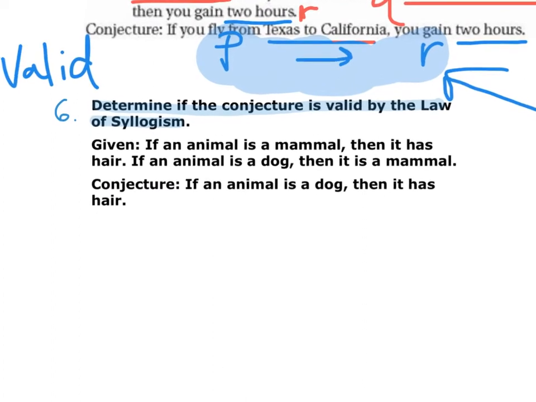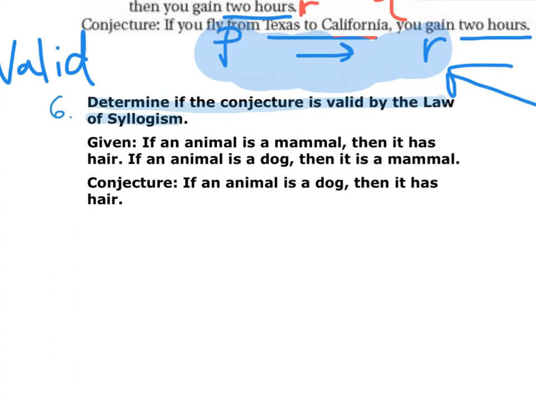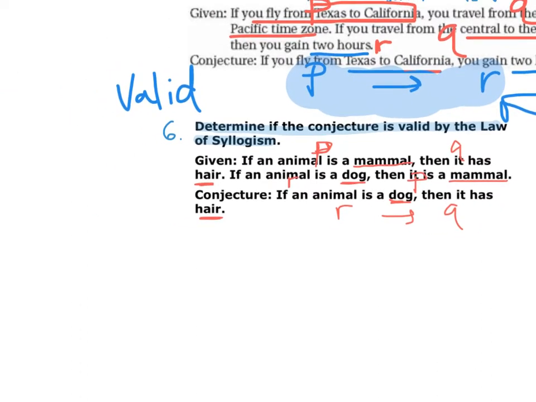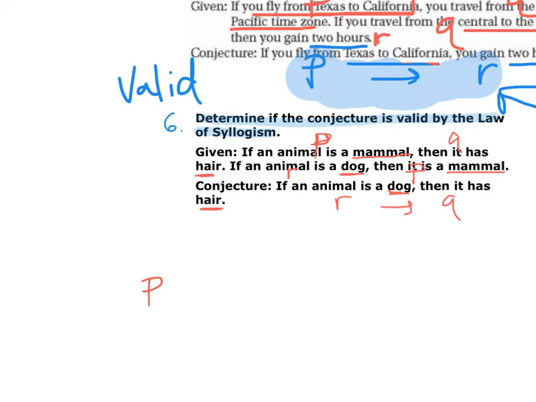So if we're given, if an animal is a mammal, this will be our P. Then it has hair. This is our Q. If an animal is a dog, we haven't seen this phrase before, so this one is new. That's our R. Then it is a mammal. So we saw the word mammal before in our P, so this would be our P. If an animal is a dog, we see the word dog again, so that's our R. Then it has hair. So we see the word hair, which we saw in our Q, so the conjecture is R then Q. So in the given, we have P then Q, and R then P.